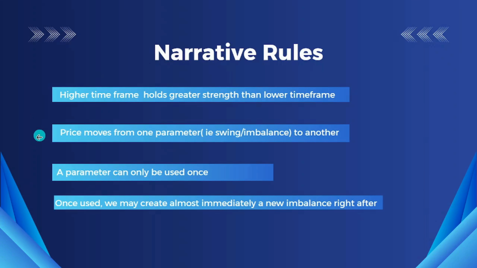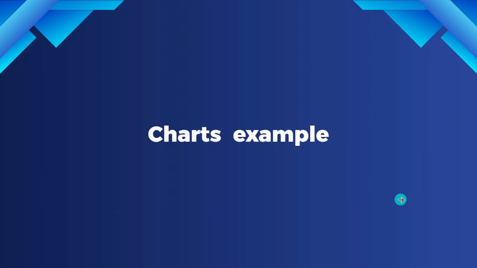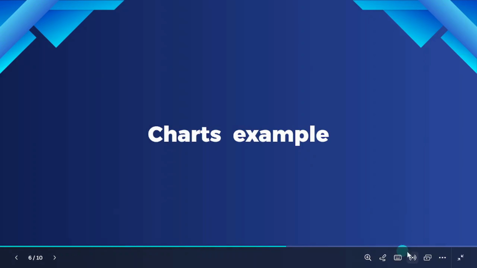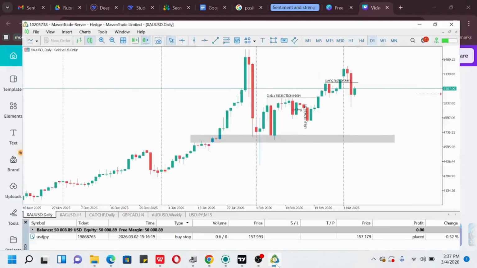Two, price moves from one parameter to another. Three, parameters can only be used once, and by parameters I mean the swings or the imbalances. And once they are used, we may almost immediately create a new imbalance after. I'll explain this by using the fair value charts. So let's pull up the chart examples. I am going to use, there you go.